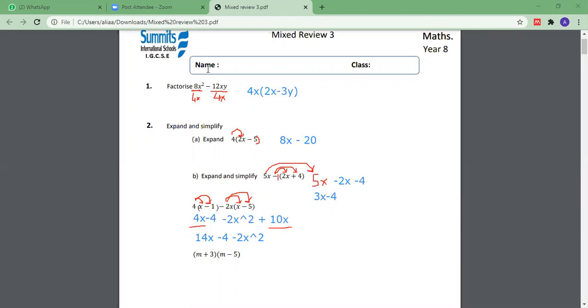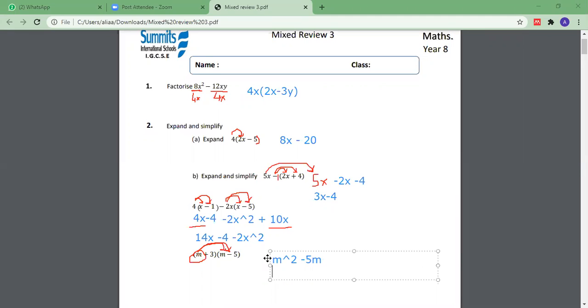Okay, let's see expanding two brackets. I will take each term alone. I will take m first. I multiply m by m and then multiply m by negative 5. Okay, m multiply m will be m power 2. M multiply negative 5 will be minus 5m. Okay, this is the first two terms.